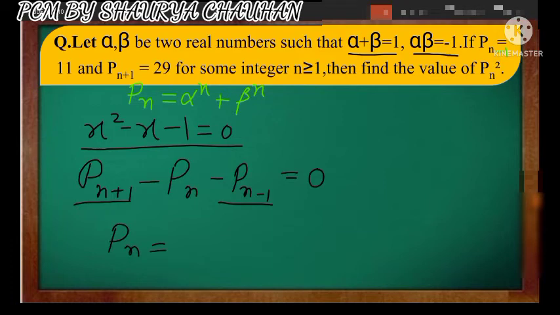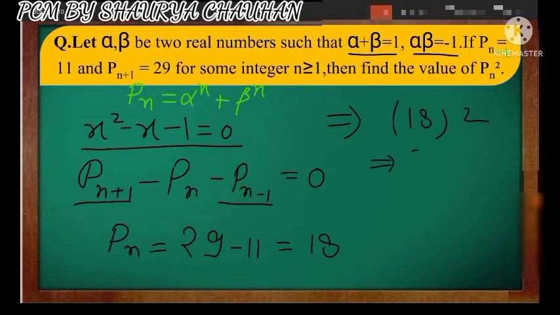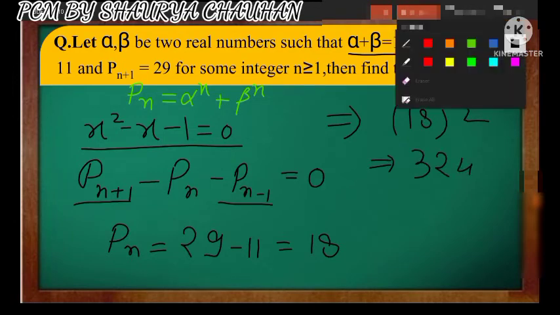That is 29 minus 11, and it is 18. So Pn square will come out to be 18 square, which is 324. So 324 is our correct answer.